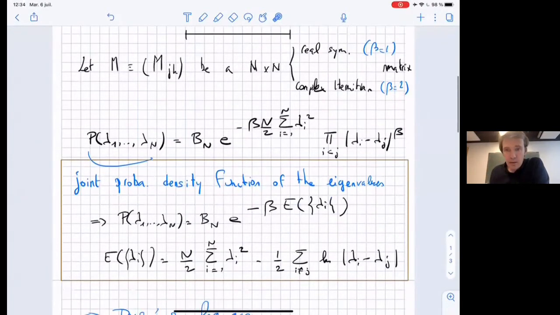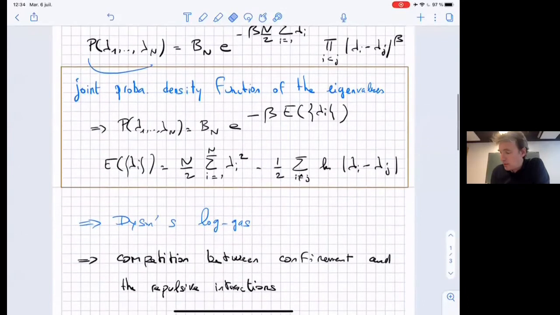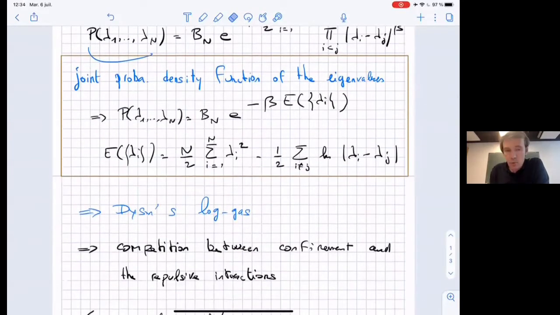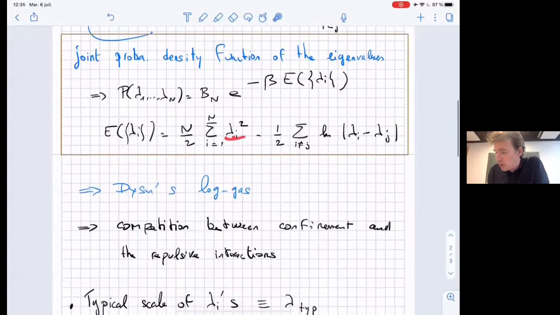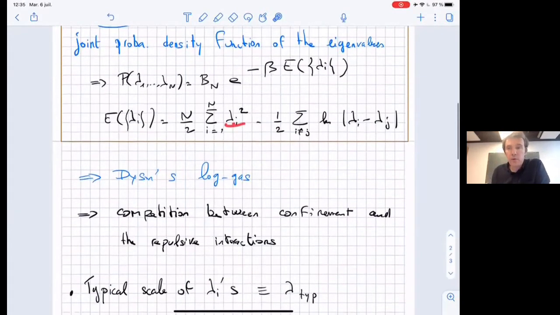And following Dyson, we rewrote this joint probability as a Boltzmann weight, with beta playing the role of a kind of fictitious temperature. We arrived at this Dyson log gas, in the sense that I can rewrite P of lambda 1, lambda 2, ..., lambda n as exponential of minus beta times an energy functional of the lambda i's, which is written here, and which allows me to interpret the eigenvalues lambda i as the positions of a gas of particles.